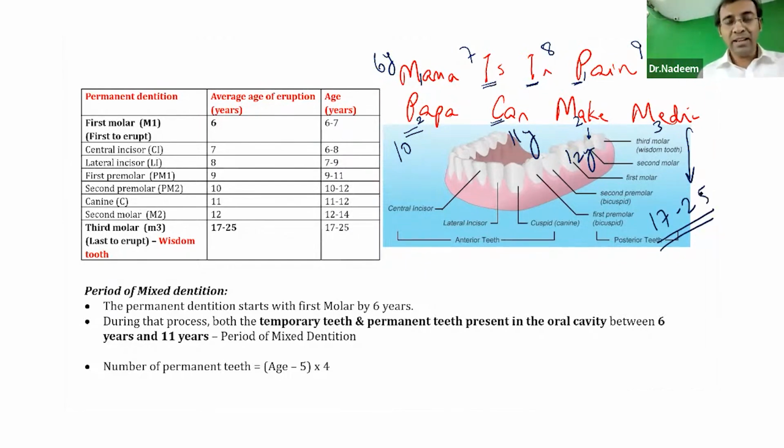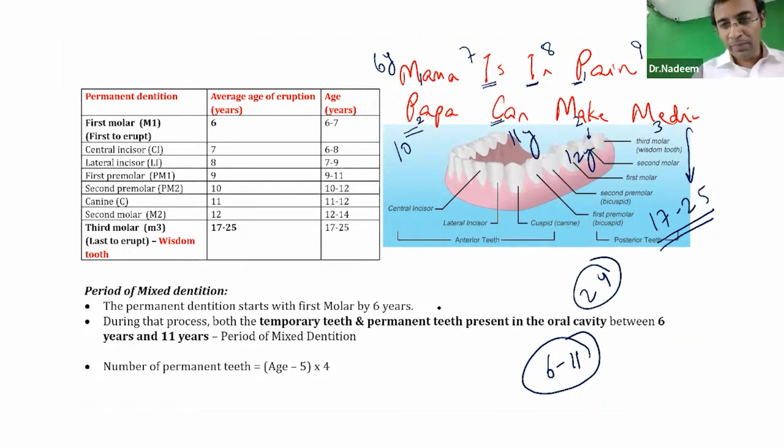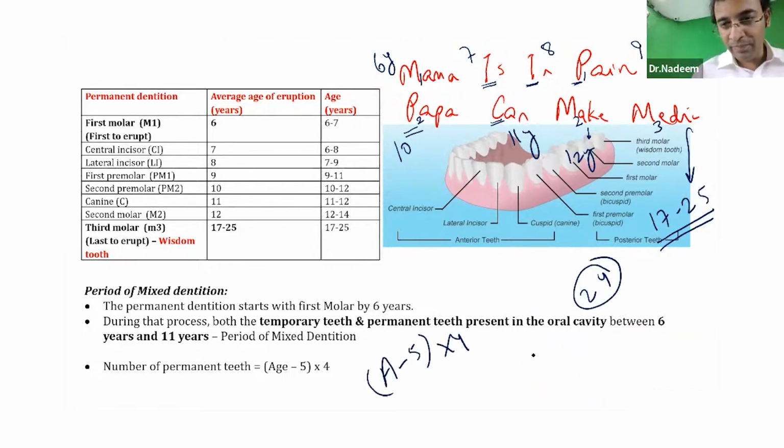Do understand that in between the age of 6 and 11 year, there will be mixed dentition. Number of teeth will be approximately 24. So age of a child is 9-year-old. How many permanent teeth will be there? 16. 16 will be there. Easy to understand? Now solve the question, please.